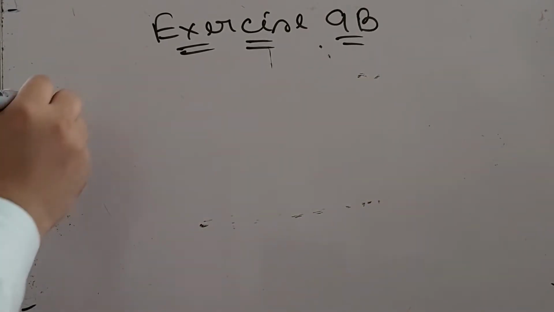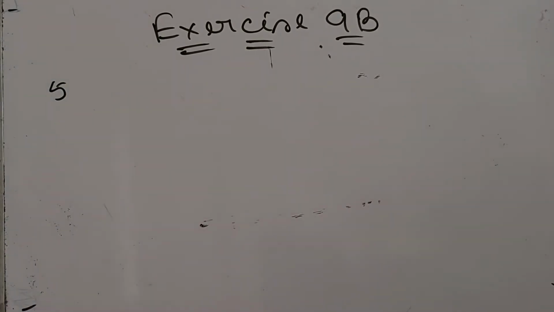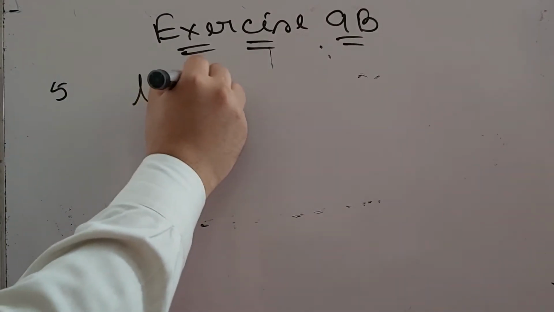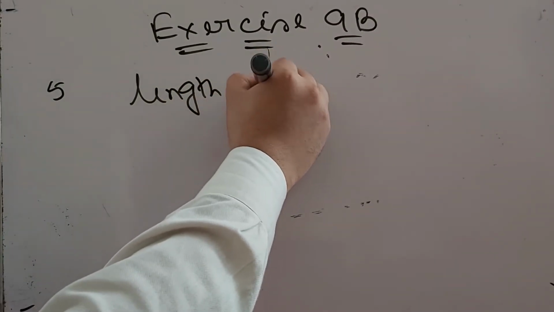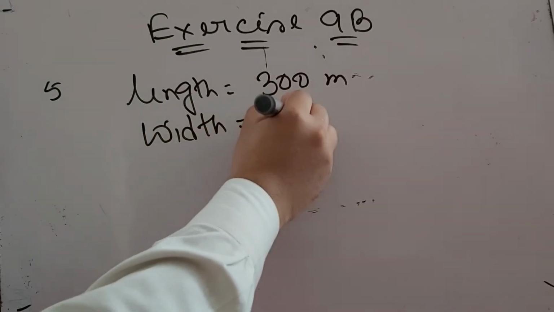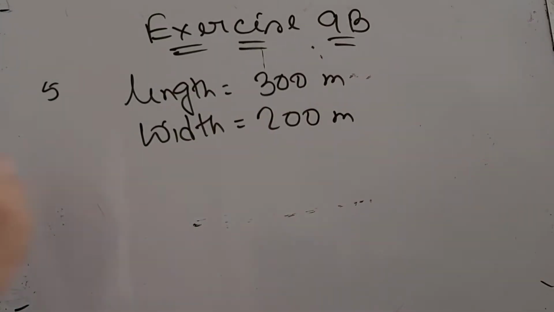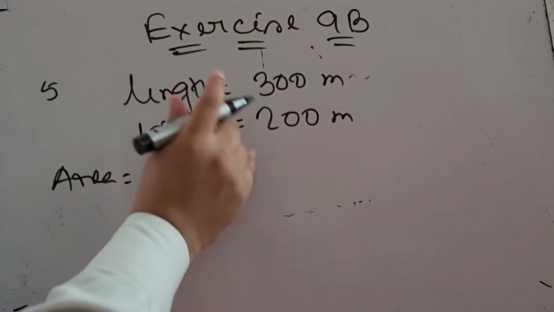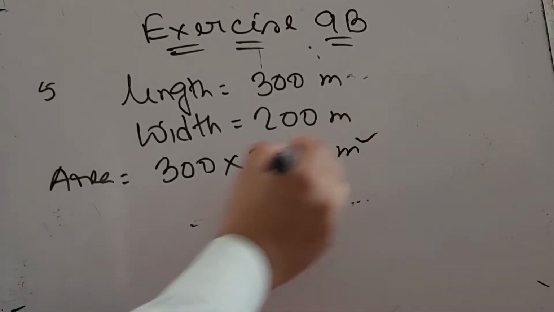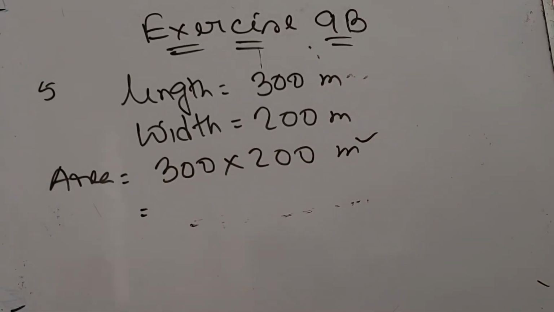Now number 5. Number 5 says a rectangular field is 300 meter long and 200 meter wide. Find its area in hectares. That means we have to find out the area in hectares. So here, what is the statement? Length equal to 300 meter, and width equal to 200 meter. Now what will be the area? Area will be length into width. That means 300 into 200 square meter or meter square.